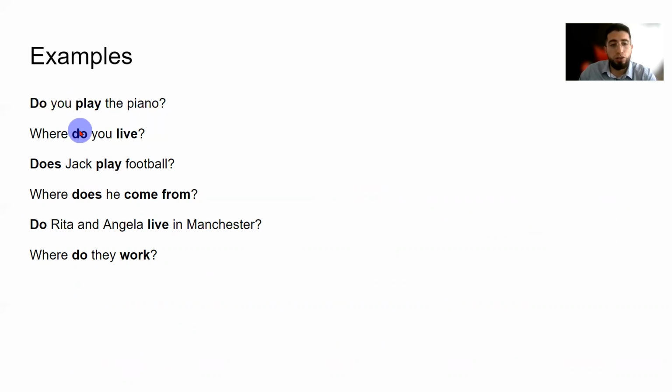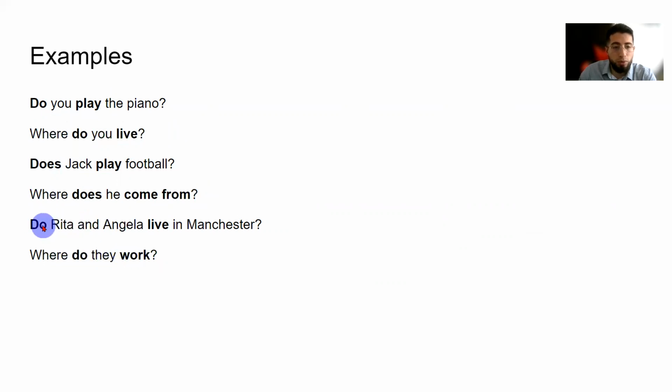¿Listo? There is also, también se puede con los WH question. Recuerden, chicos. Entonces decimos, where do you live? ¿Dónde vives? ¿Ok? Or where does he come from? O de dónde viene él, right? O aquí dice, where do they work? O dónde trabajan ellos. ¿Listo?